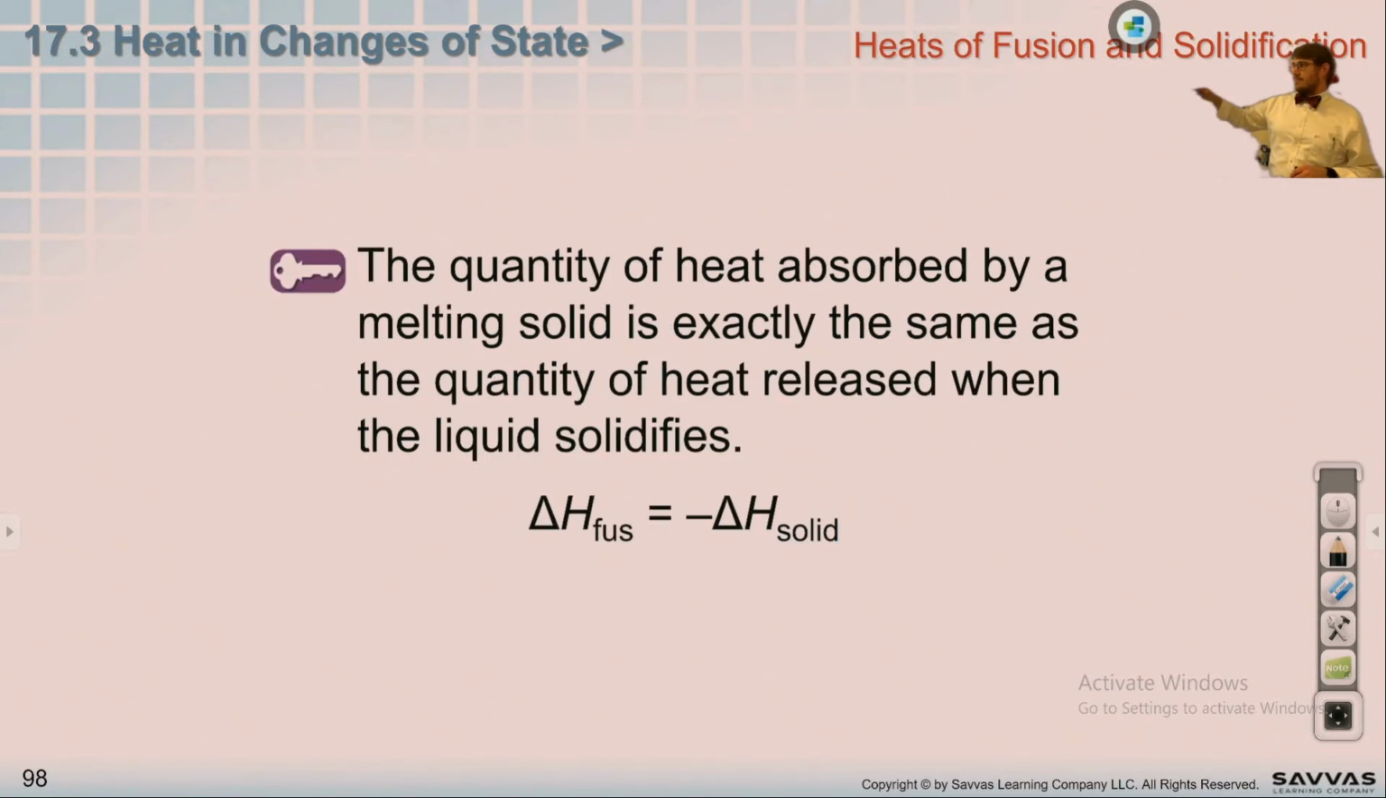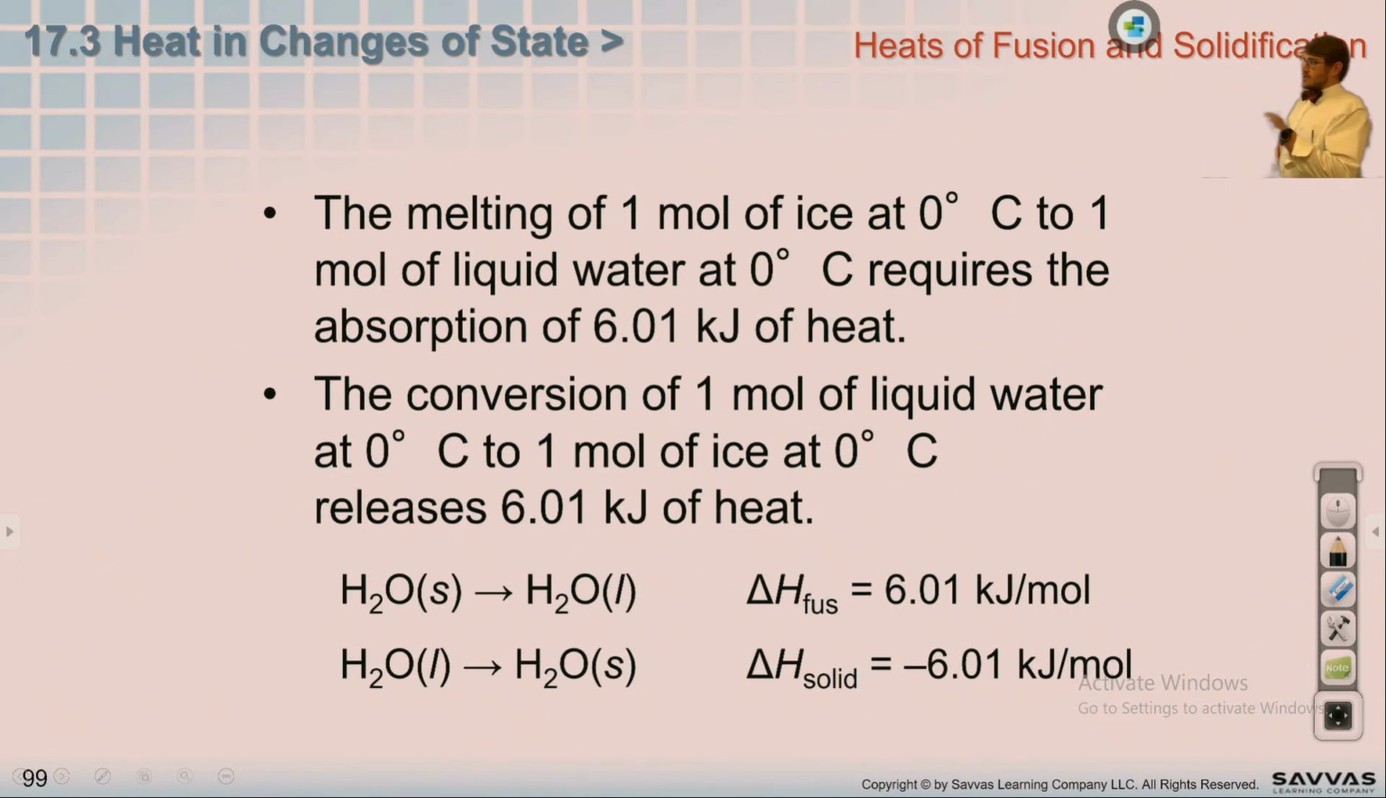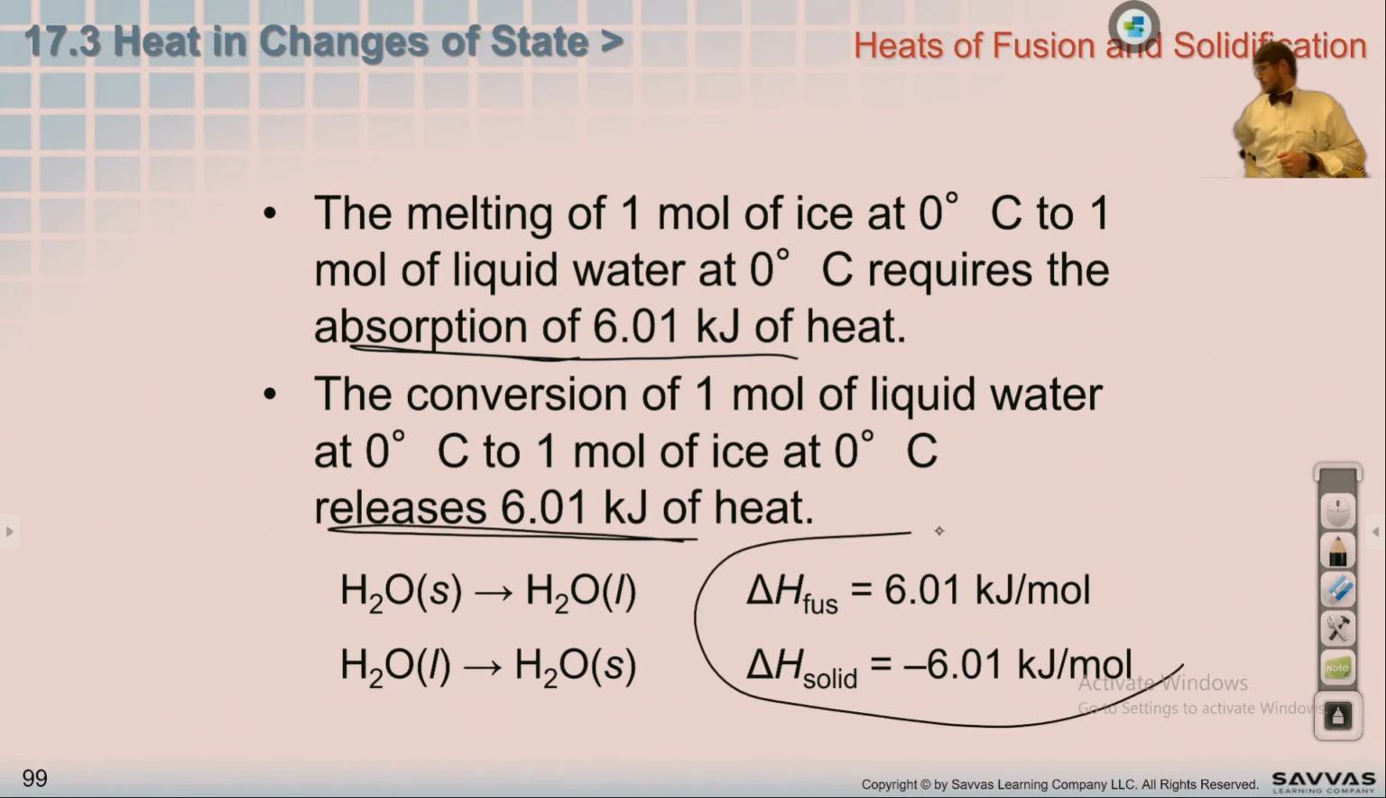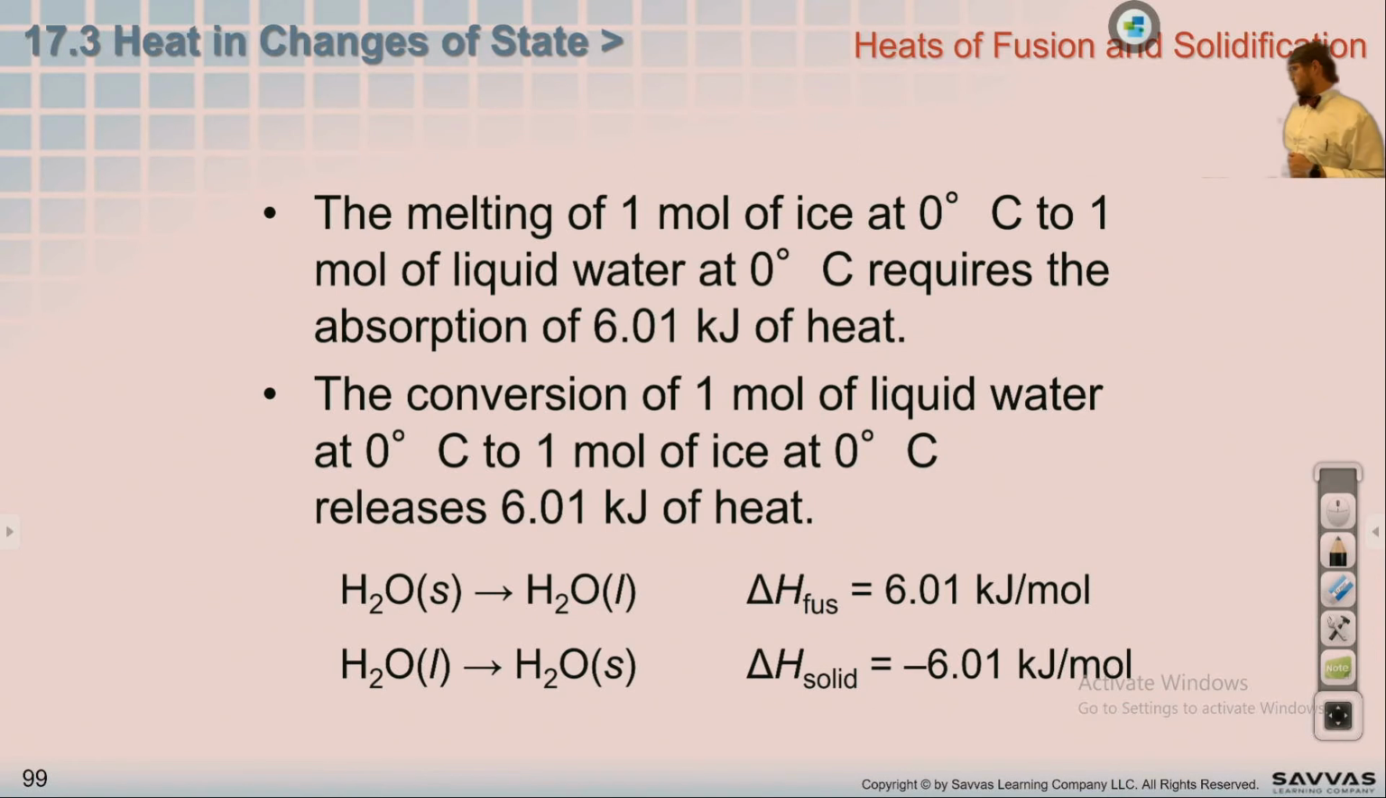Quantity of heat absorbed by a melting solid is exactly the same as the quantity released when it solidifies. In other words, ΔH fus and ΔH solidification are equal, but they've got that opposite sign going on, and that's kind of the key point to remember. Melting of 1 mole of ice at 0 degrees C to 1 mole of liquid water at 0 degrees C requires the absorption of 6.01 kilojoules of heat. The conversion of 1 mole of liquid to 1 mole of ice releases 6.01 kilojoules. So this is absorption of 6.01, and this releases 6.01.